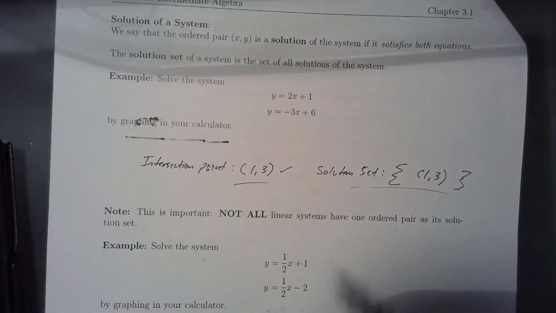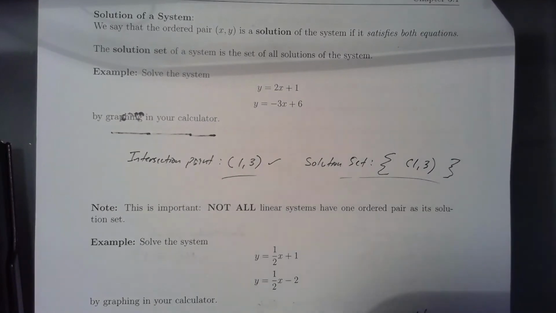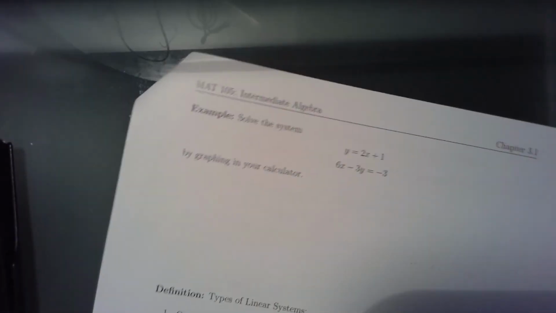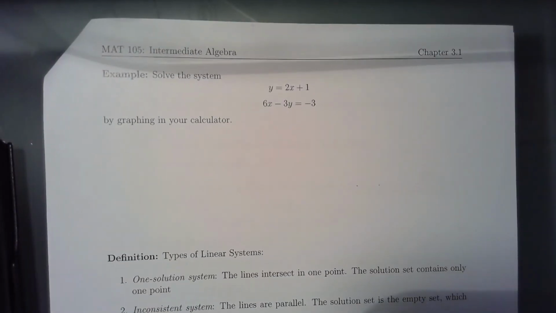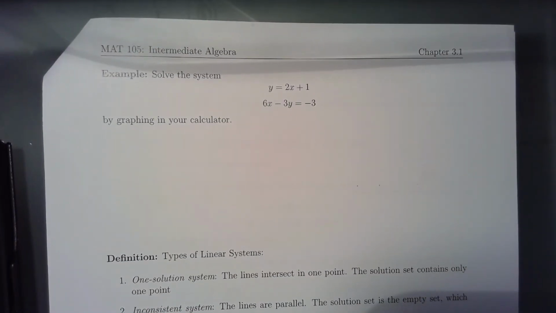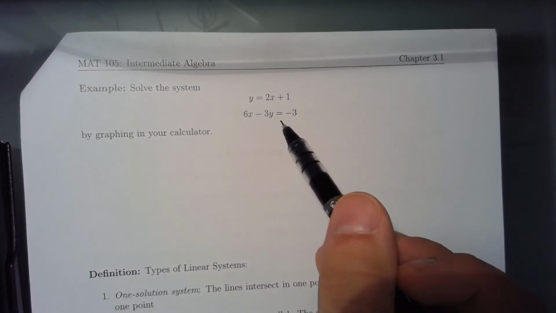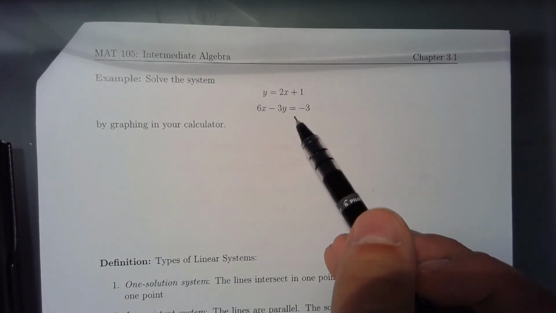So a system can contain one solution. It can contain no solution. And if we go to the third page here and we solve this system, you're probably going to see another kind of system show up. So if I solve this in my calculator in this example, well, all right.